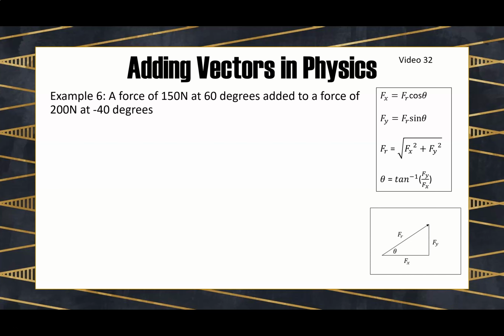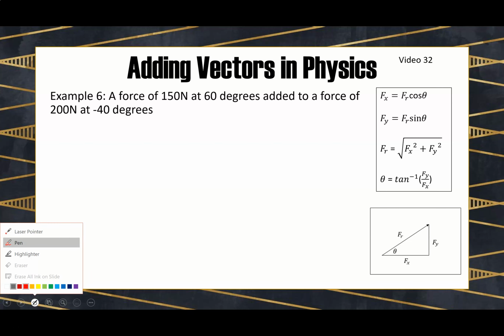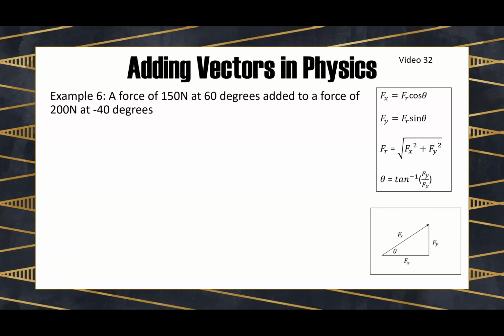All right, a force of 150 newtons at 60 degrees added to a force of 200 newtons at negative 40 degrees. So a quick drawing of that is going to look like, so we've got 60 degrees, and that's going to be 150 newtons. And then we also have negative 40 degrees, which is going to be below the x-axis, right?